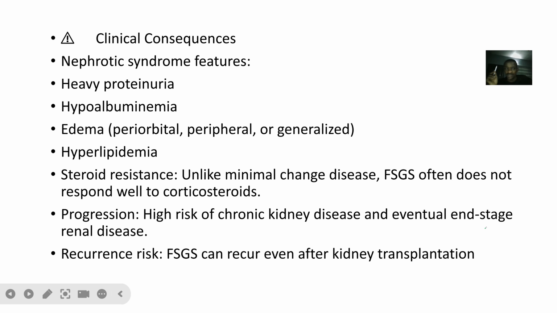So, clinical consequences. The person is losing so much protein. Hypoalbuminemia: there's loss of protein concentration in the blood, so protein levels are crashing. Then, because there's reduced oncotic pressure, fluid moves from the intravascular compartment to the interstitial compartment. So there's swelling around the eyes, periorbital, swelling of the legs and hands, that's peripheral. You can also have swelling everywhere, that's generalized.